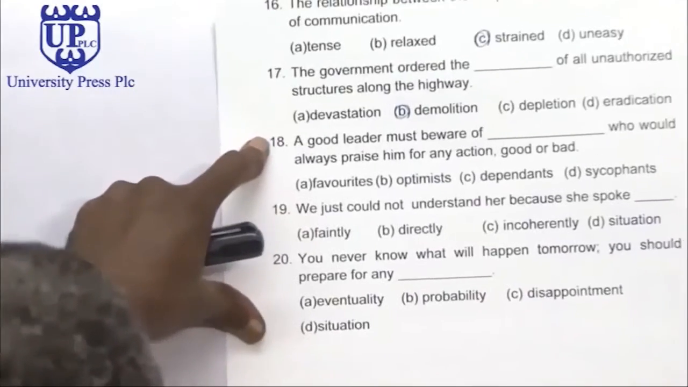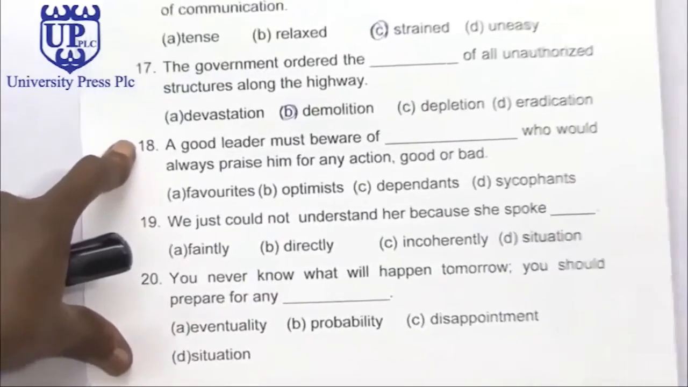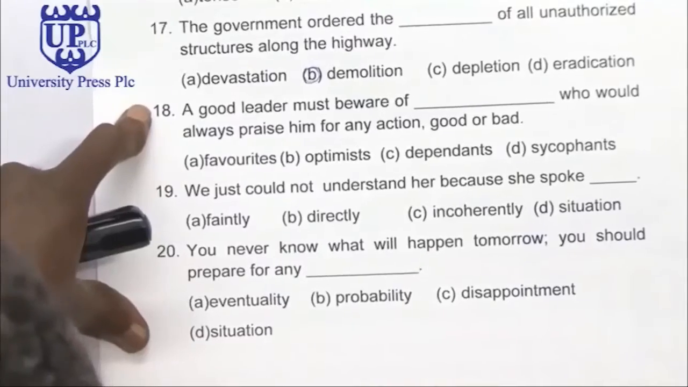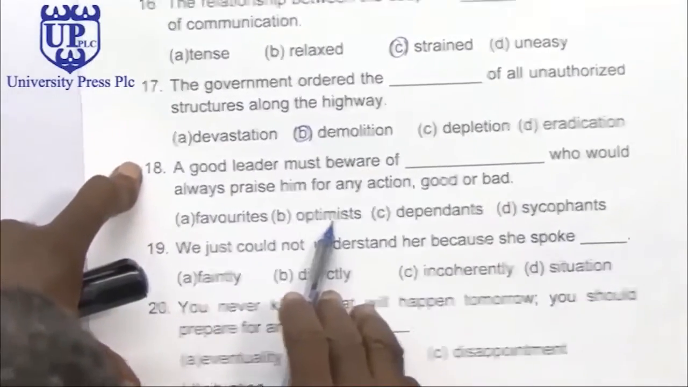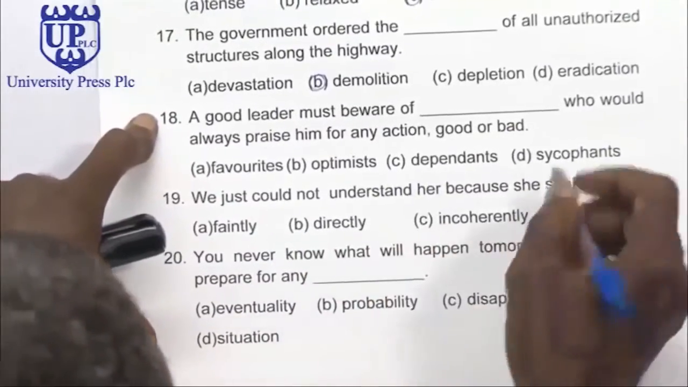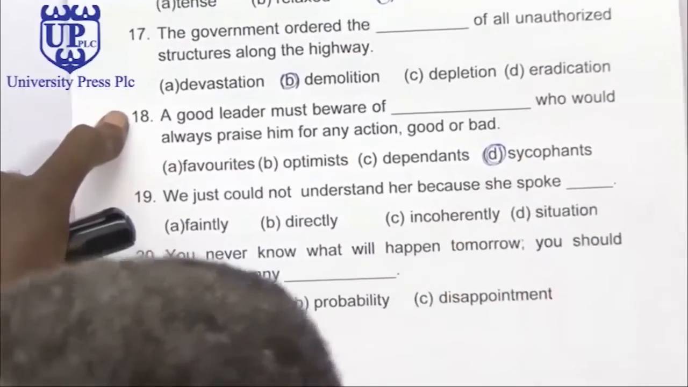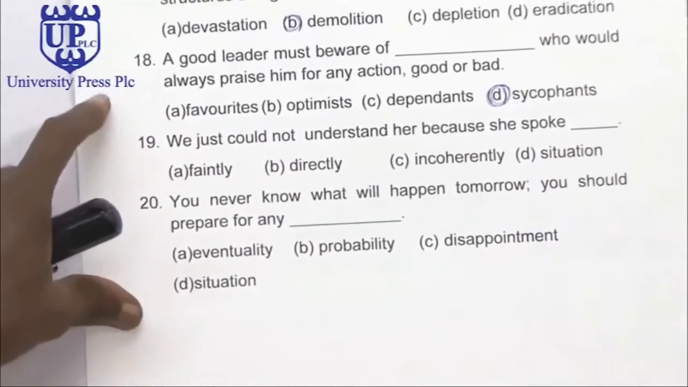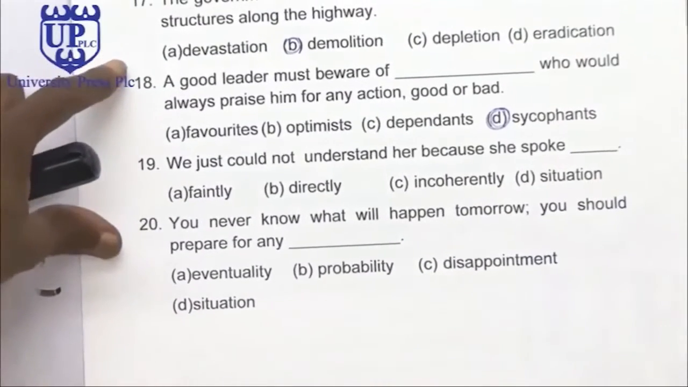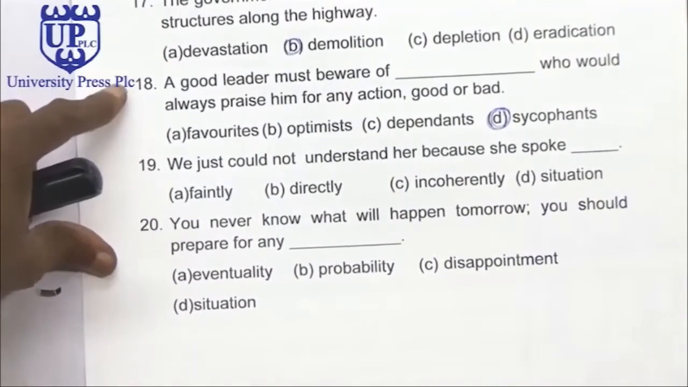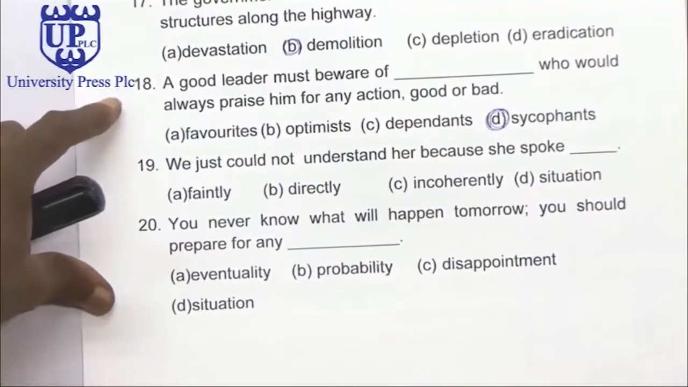Number 18, a good leader must beware of dash who would always praise him for any action, good or bad. Favorites? No. You must not beware of optimists. But the answer is actually sycophant. Don't forget, it's commonly mispronounced. Please check in your dictionary again. It's commonly mispronounced by very many people. Many sycophants around him.